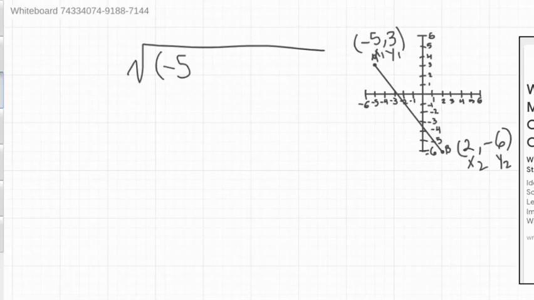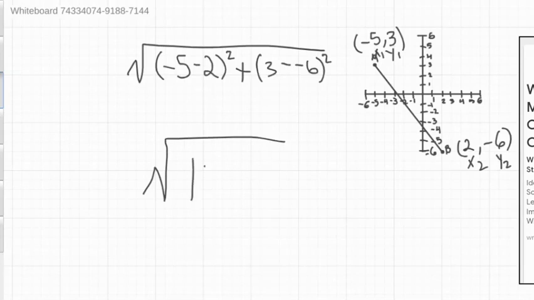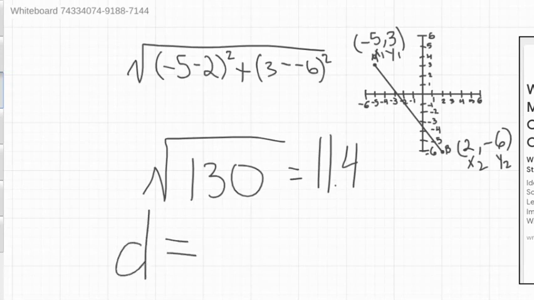So it's going to be -5 minus 2 squared plus 3 minus -6 squared. And then if we simplify all of this, we're going to get the square root of 130. The square root of 130 equals 11.4. So our answer for distance is 11.4 units.